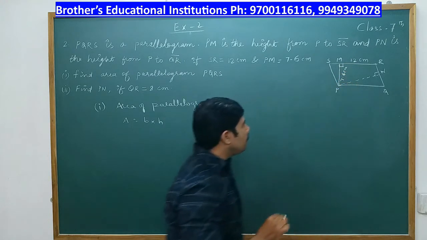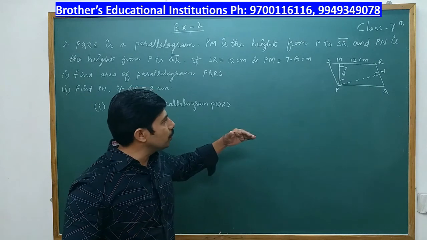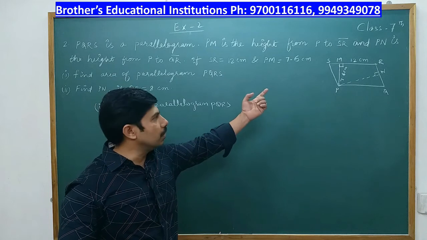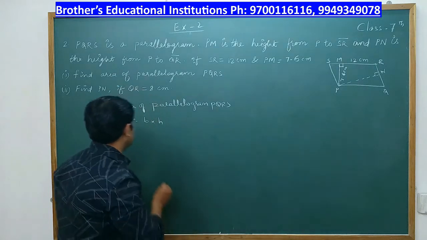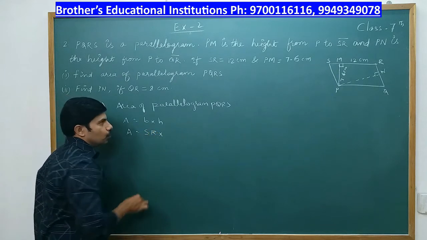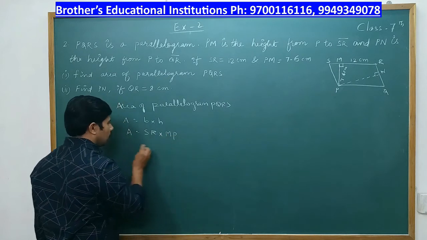So MP is an altitude, so we say SR is the base. MP is an altitude and MP is perpendicular to SR. Altitude is always perpendicular to the base, so SR is a base. So I write A is equal to SR into altitude, which is MP. Now we'll get the area.